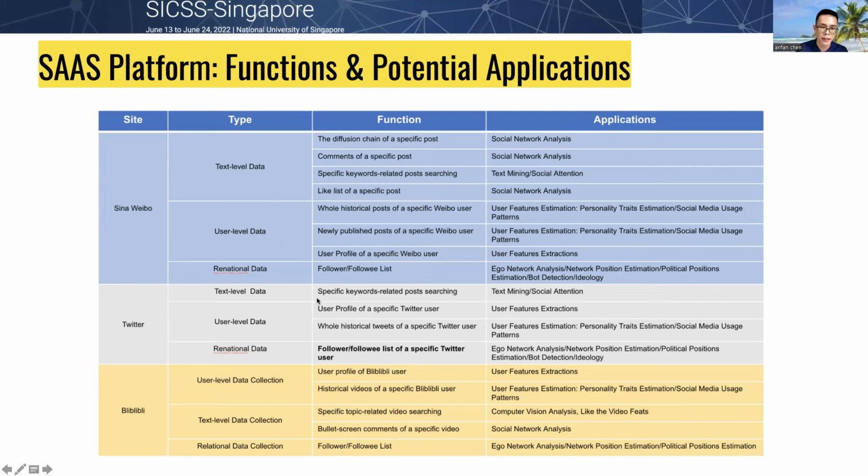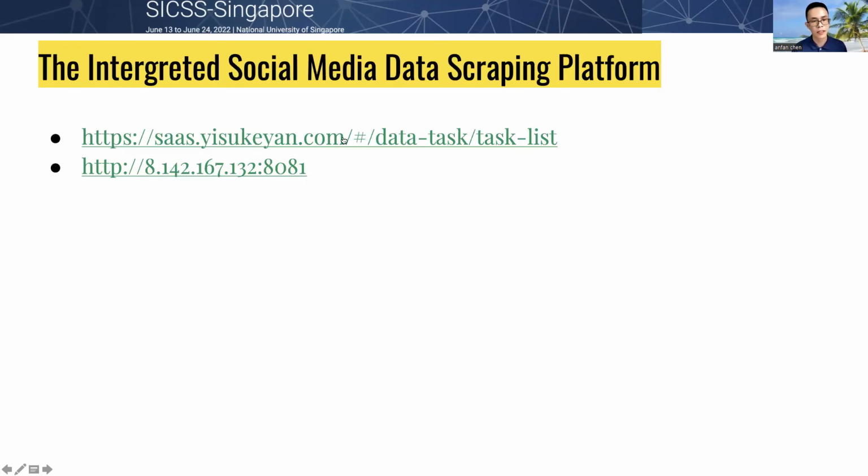And for Twitter, you can search posts by specific keywords. You get the keyword-related tweets from Twitter, and you can also obtain the user profile of a specific Twitter user and the historic tweets of a specific Twitter user, and even the follower and following lists of a Twitter user. And for Bilibili, the video sharing platform in China, likewise you can get all the user text and relational data from Bilibili.